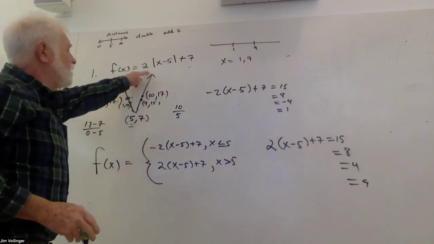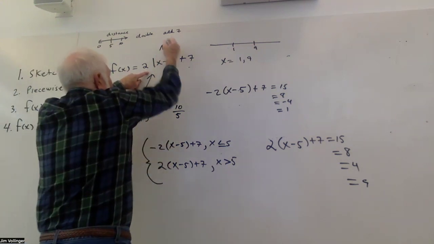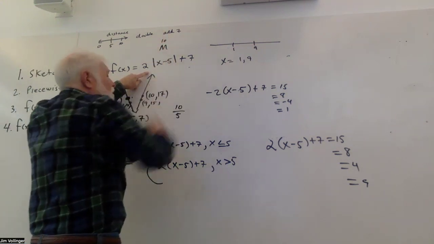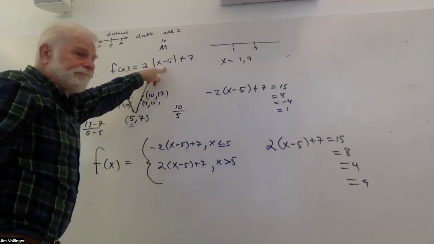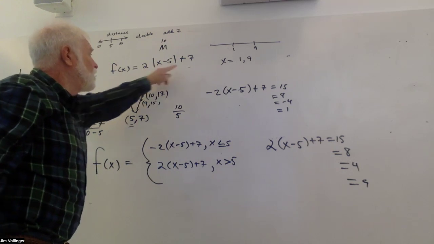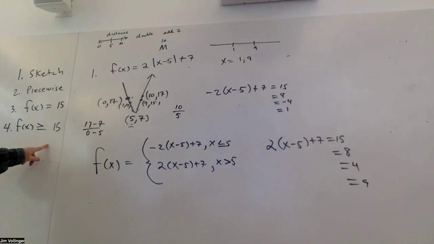All right, let's go back to the original. Let's pick a number bigger than 9. I love a million. You might have said 10, whatever. Gonna get the same result. The absolute value of a million, it's a million times 2 is 2 million plus 7. And 2 million plus 7, I believe, is bigger than or equal to 15.